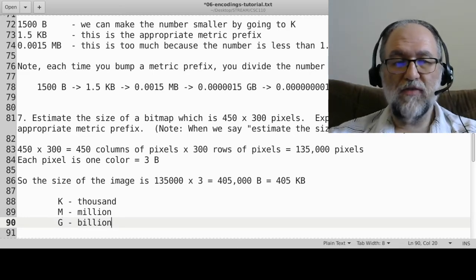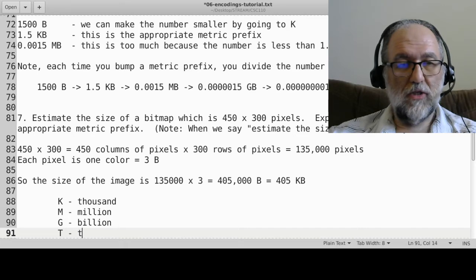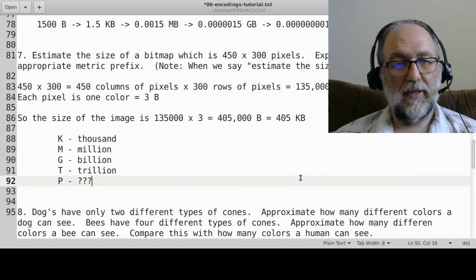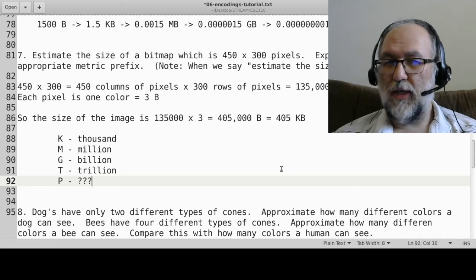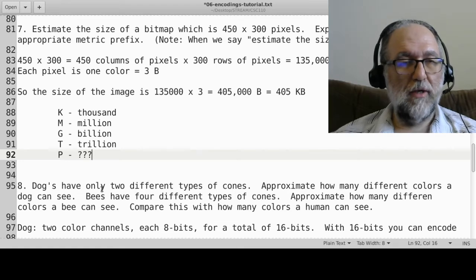So if you say this file is 4 gigabytes in size, that's like saying it's 4 billion bytes. And tera is trillion, and there is peta, but I don't know what the word is for that, because that gets to be a number which is bigger than we usually have a word for. All right, that's question number 7.